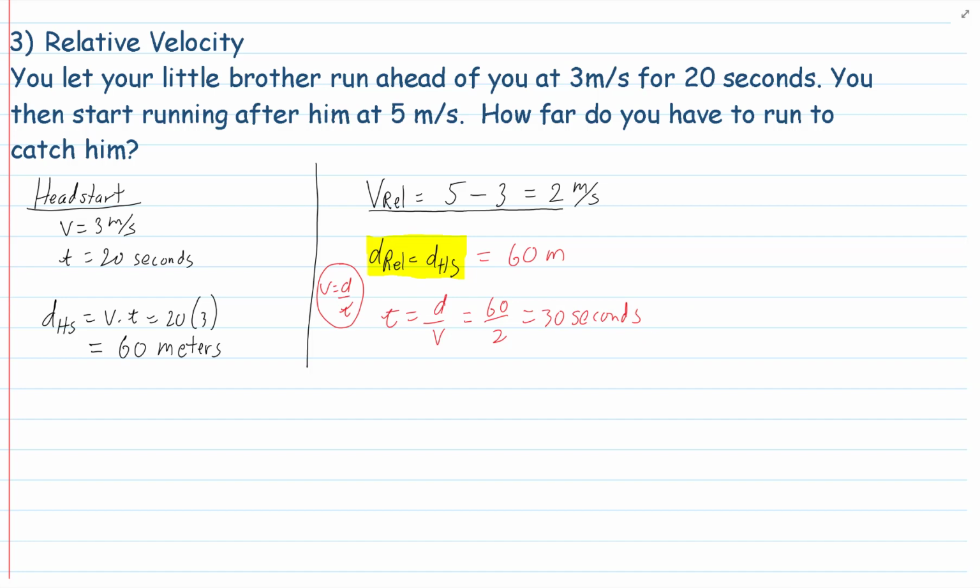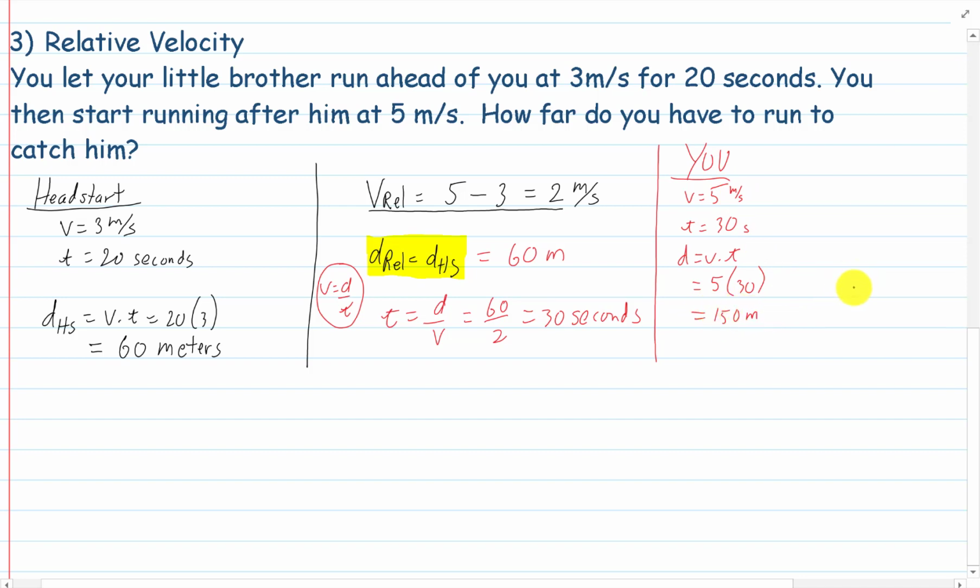Okay? So it takes you 30 seconds to catch him. You run at a speed of 5, and the time that you ran is 30 seconds. So the distance is velocity times time, and velocity is 5, and the time is 30 seconds. So this is 150 meters, a football field and a half to catch him.